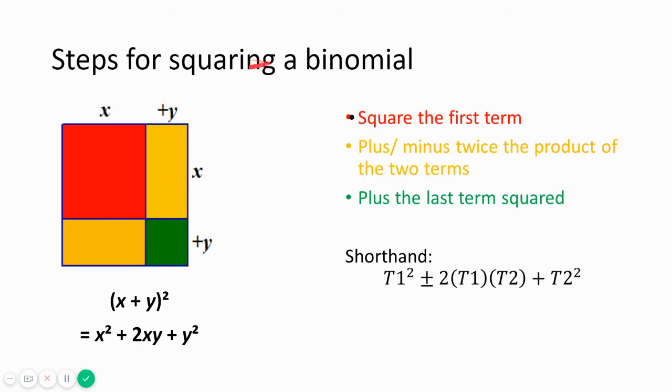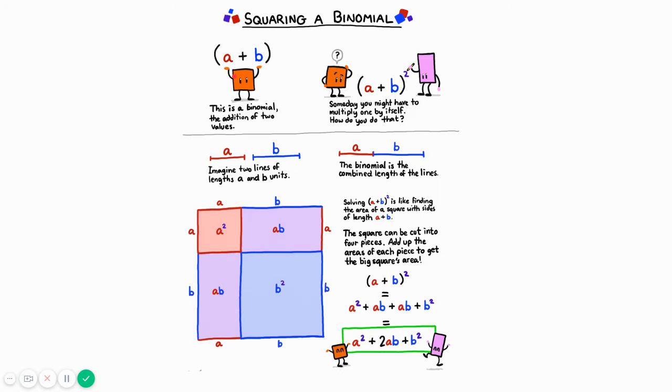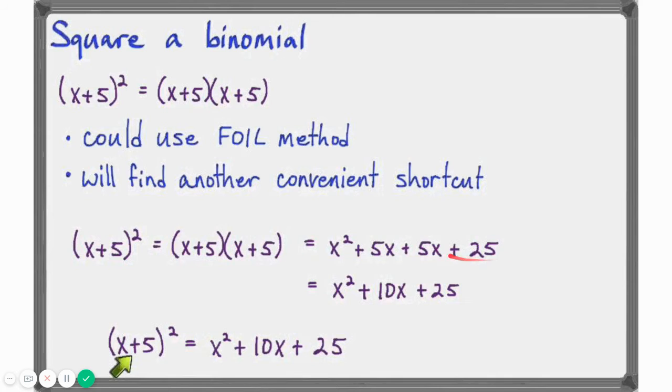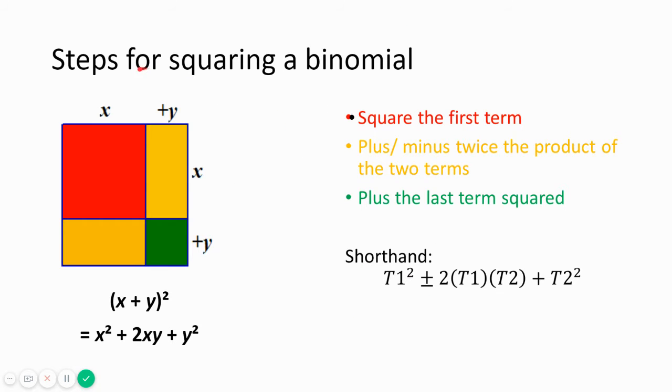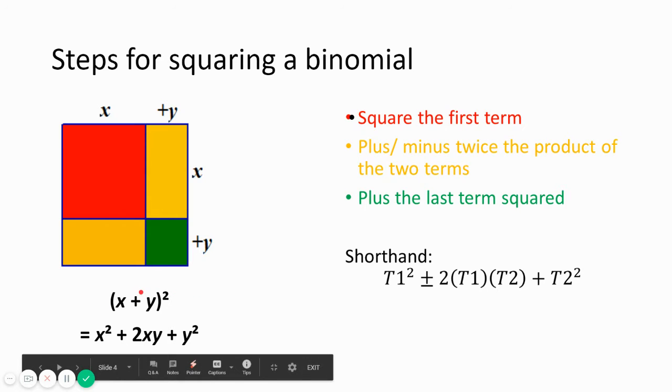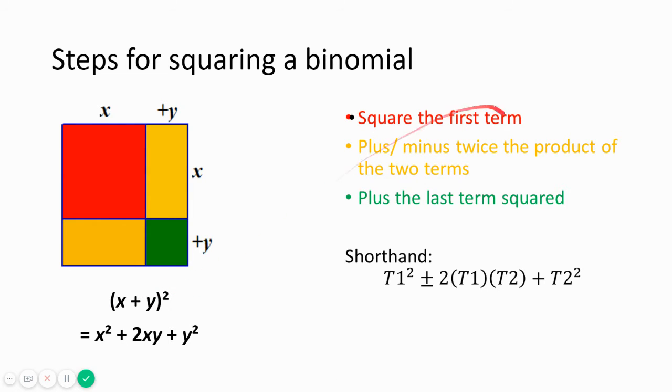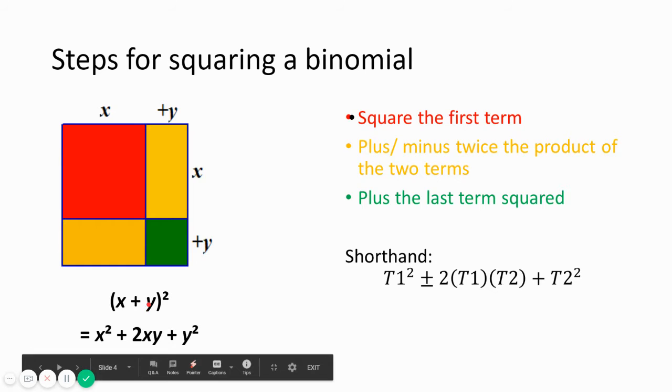There are certain steps that you can use to square a binomial a lot faster than writing it out using FOIL. Let's do it fast. First one is square the first term. So if it's x plus y all squared, square the first term, x squared. Then we find plus or minus twice the product of the two terms. If I take the product of these, x times y is xy, and twice the product of that, I get 2xy.